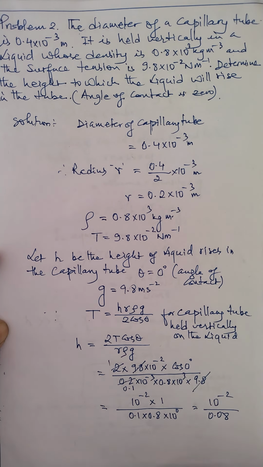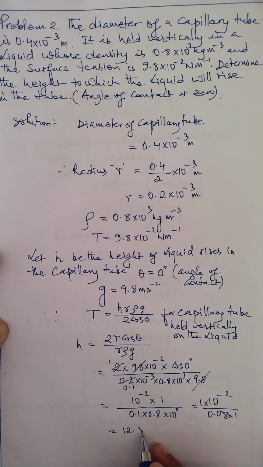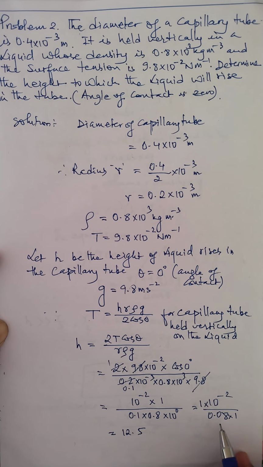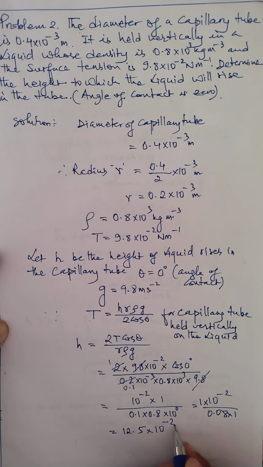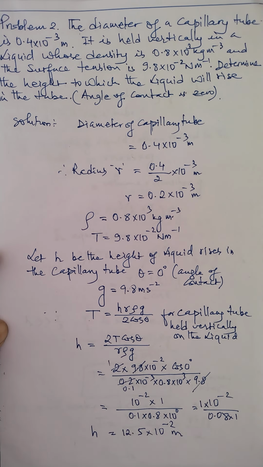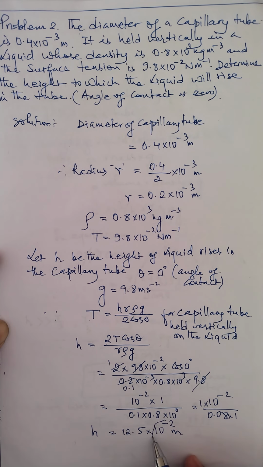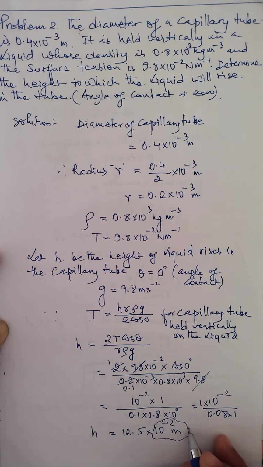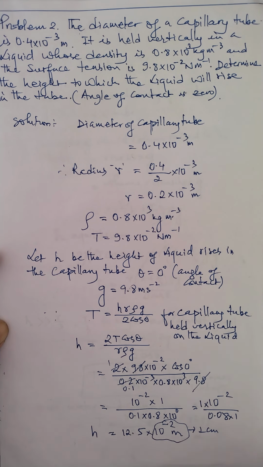Now, if there is no number, consider 1 in the numerator. So children, I will take this 10 to the minus 2 in the numerator only. But 1, if you divide by 0.08 with the help of a calculator, it will come 12.5 into 10 to the power minus 2, and the unit is meter. So you can leave the answer: the height is 12.5 into 10 to the minus 2 meter. But I write the same answer in a more compact form, changing this 10 to the power minus 2 meter to 1 centimeter. Children, 1 centimeter is also equivalent to 10 to the minus 2 meter.